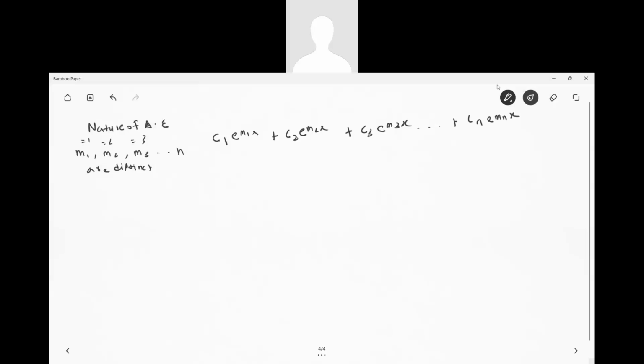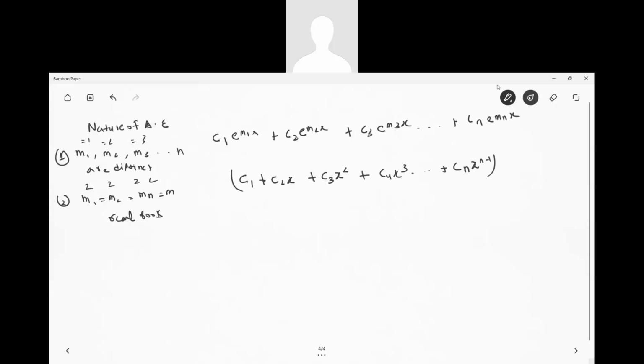Okay, like this. Suppose now you have repeated roots. You have m1 equal to m2 equal to m. So you have real roots which are repeating, like 2, 2 or 3, 3. In this case, you have to put c1 plus c2 x for the second root. If the third is also repeating, c3 x square. If the fourth is also repeating, c4 x cube, so on and so forth, up to cn x^(n-1), and e to the power mx. Understood?